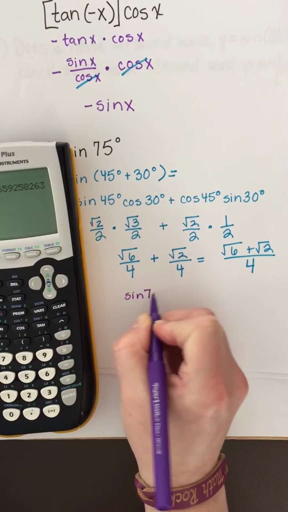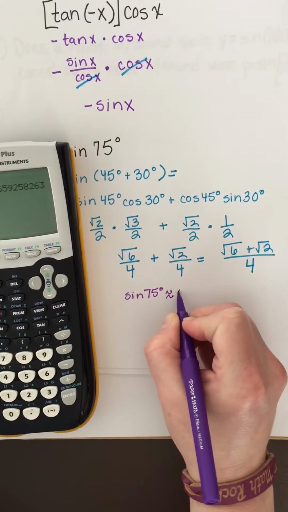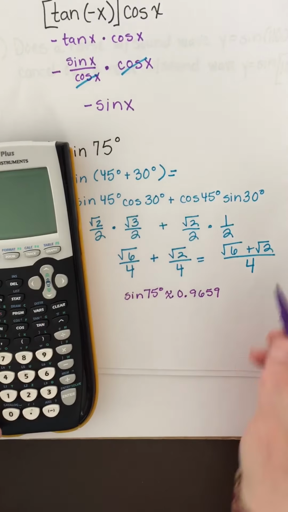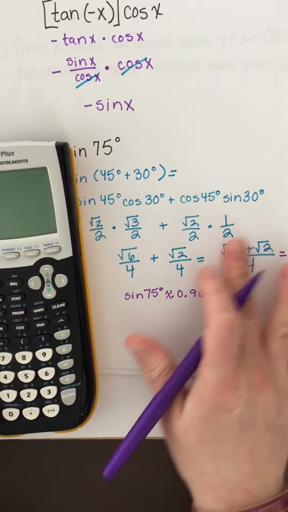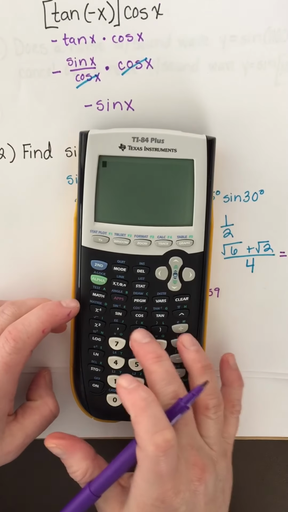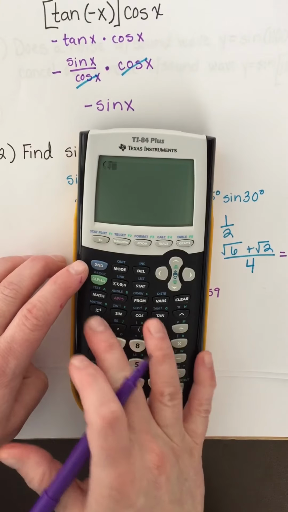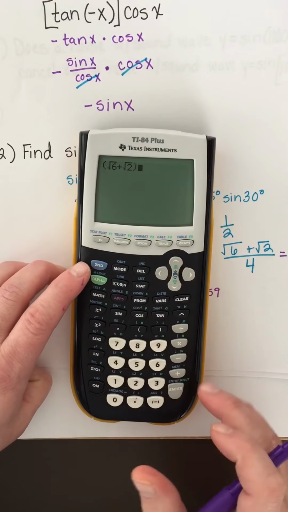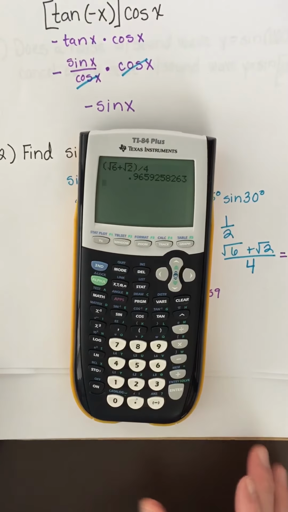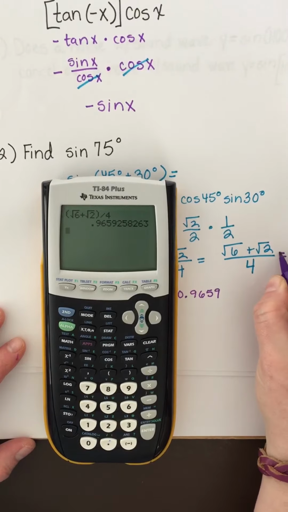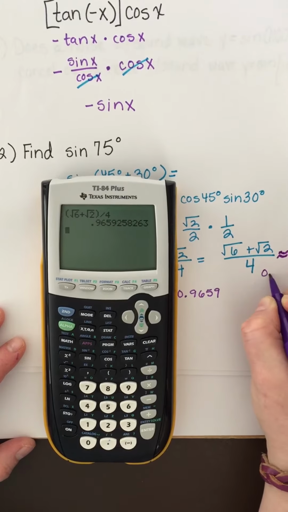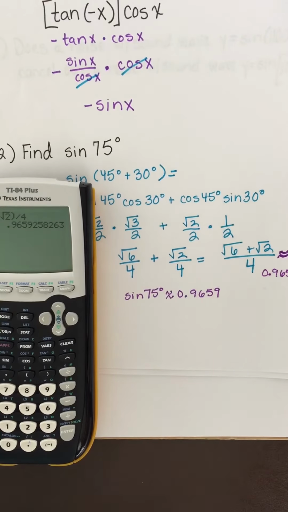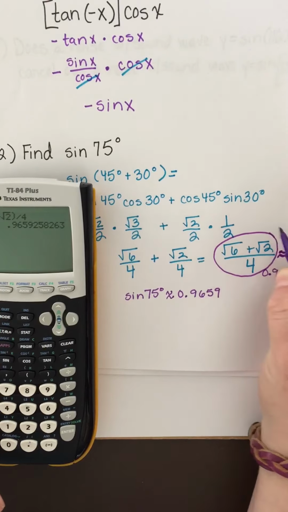So the sine of 75 degrees is approximately 0.9659. And now I'm going to plug this into my calculator and see what that is. So I'm going to put the numerator in parentheses: the square root of 6 plus the square root of 2, divided by 4. And look, approximately 0.9659. Same. So we know that our answer is correct.